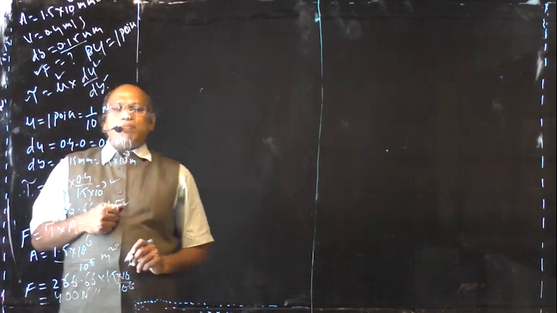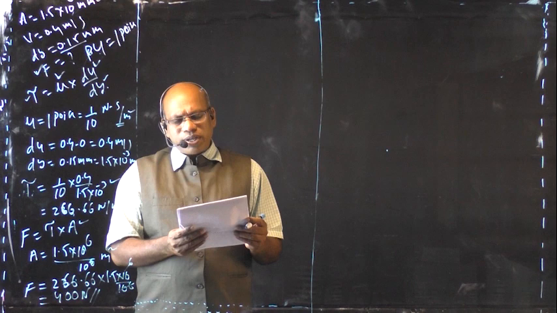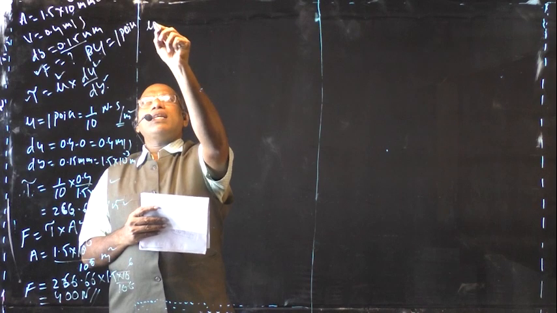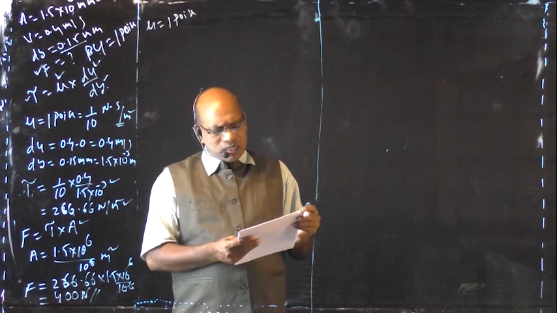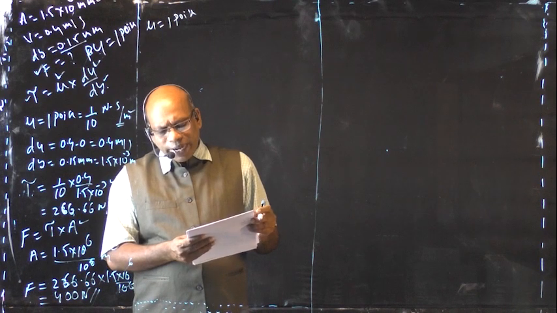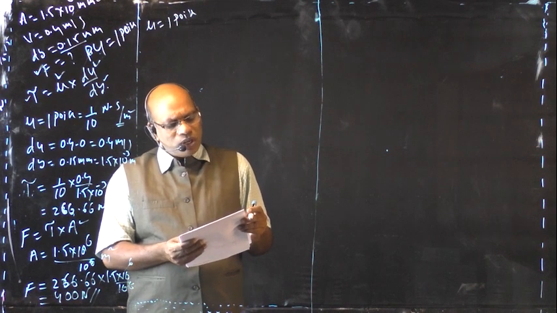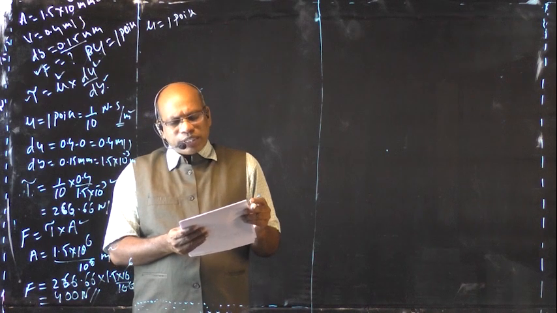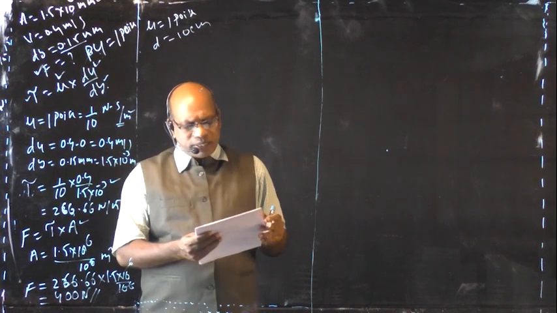This is the problem. Please note down the problem. Determine the intensity of shear of an oil having viscosity 1 poise. Viscosity is given, that is equal to 1 poise. The oil is used for lubricating the clearance between the shaft of diameter 10 centimeters. Shaft diameter is given, that is equal to 10 centimeter.